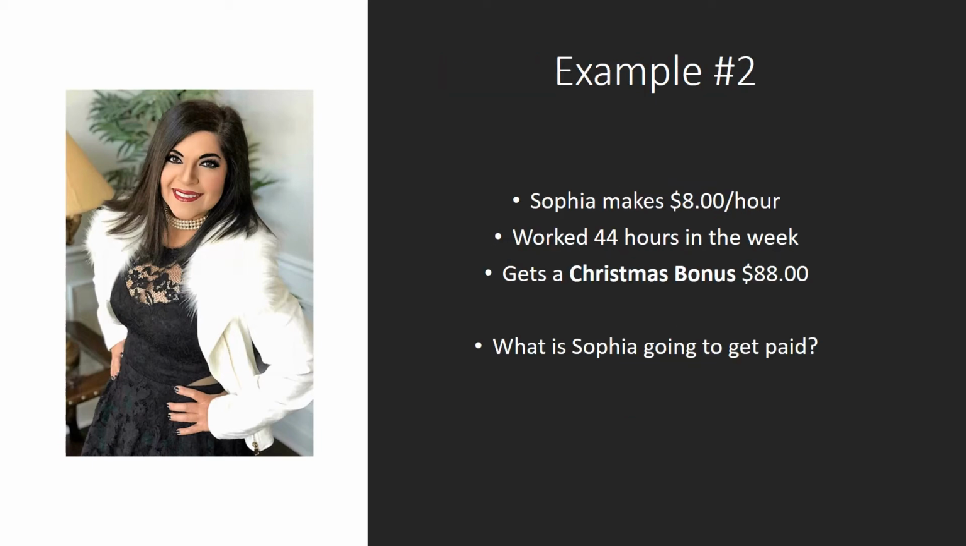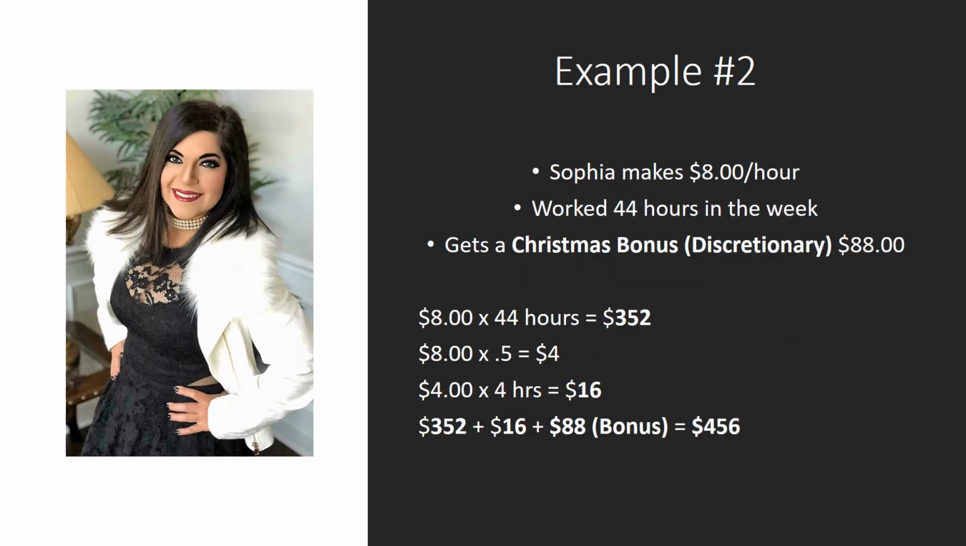So, all right, let's look at now example number 2. And here we're going to start looking at examples when we have to calculate overtime when we have discretionary versus non-discretionary bonuses. Okay, so going back to this example, Sophia makes $8 an hour. She works 44 hours in the week. She gets a Christmas bonus. A Christmas bonus is a discretionary bonus. Why? Because this is not expected.